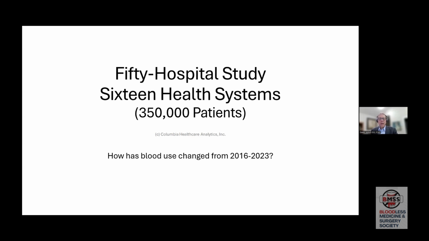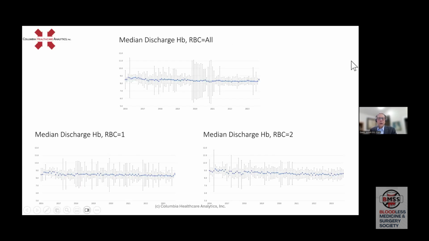We're looking to see how much blood use has changed between 2016 and 2023. We have many hospitals, we have data going back to 2009, but not all the hospitals have that. So we segregated 2016 and 2023, and we also broke those down into pre-COVID, COVID, and post-COVID sets. So this is a very simple study looking at just the discharge hemoglobin in patients that received a red blood cell, looking from 2016 to 2023, and seeing how much the median discharge hemoglobin has changed.